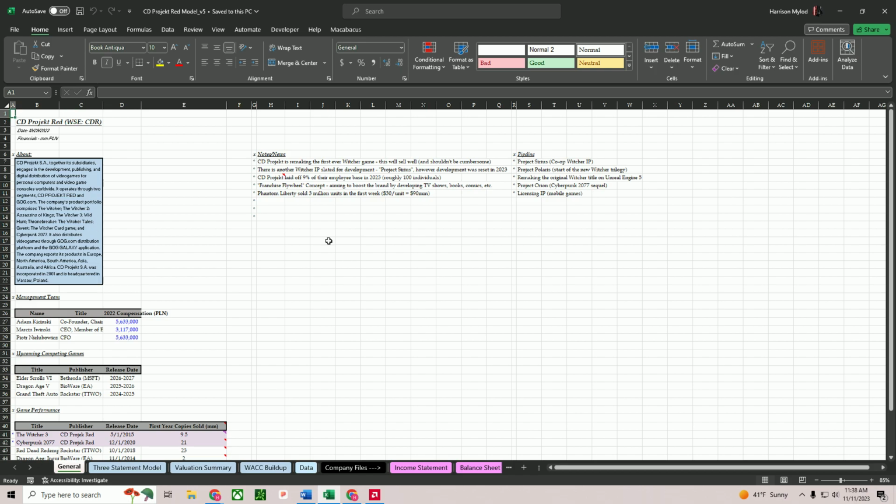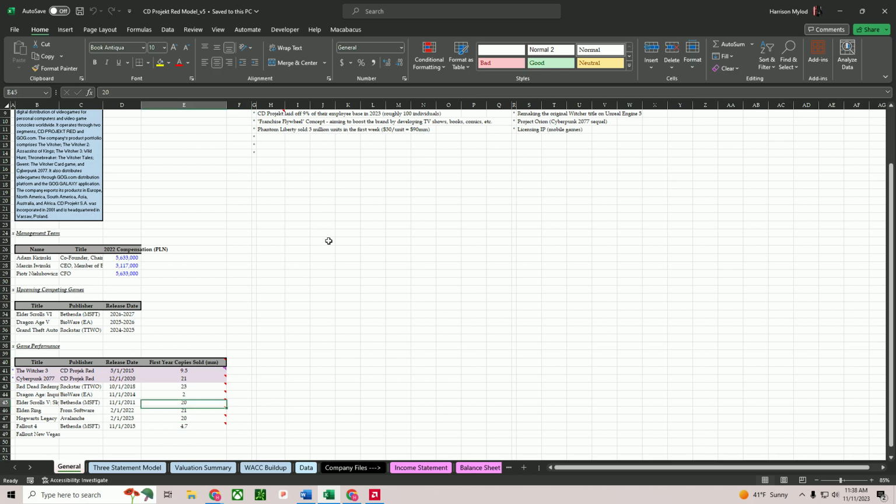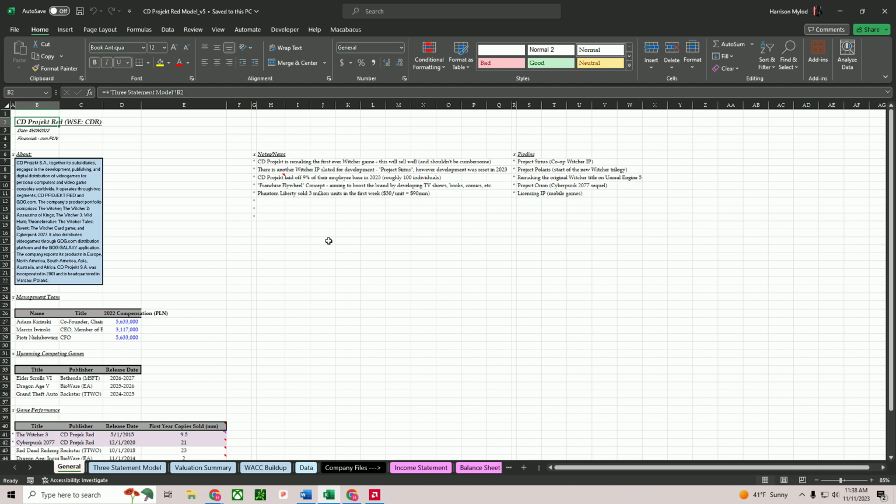So it's been a while since I've posted one of these, but I just wanted to walk you through, very high level, this new model that I built for CD Projekt Red.